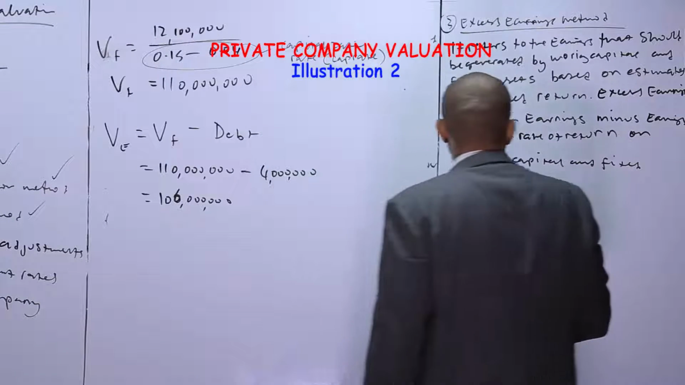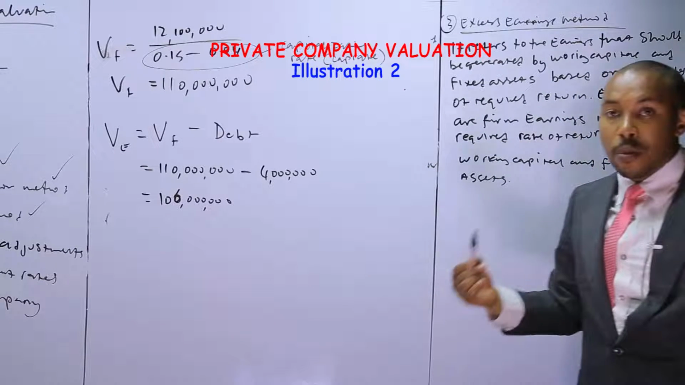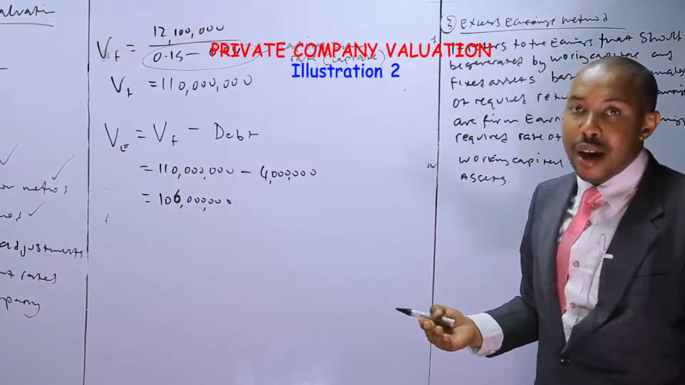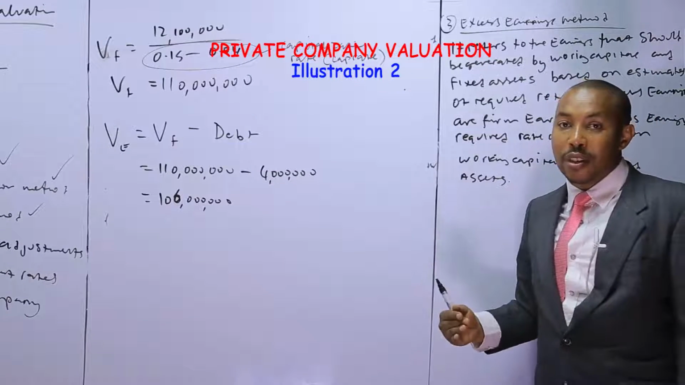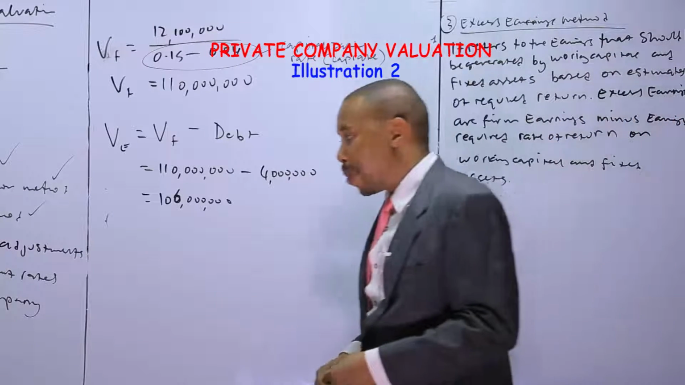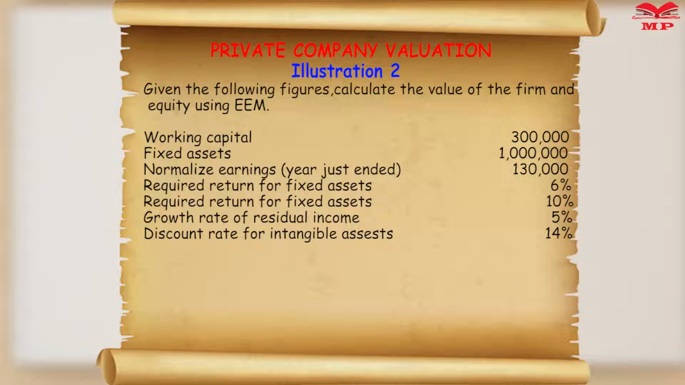So under the excess earnings method, we will be required to compute the required return on working capital and fixed assets so that we can normalize the earnings, or determine the excess earnings. Now the excess earnings will be discounted so that we can get the value of the private company. Let's look at an example that is going to help us understand how the excess earnings method works. Given the following figures, calculate the value of the firm using the EEM or the excess earnings method.